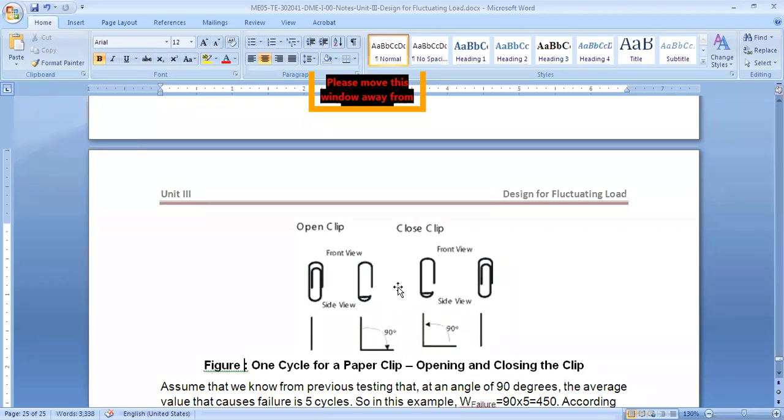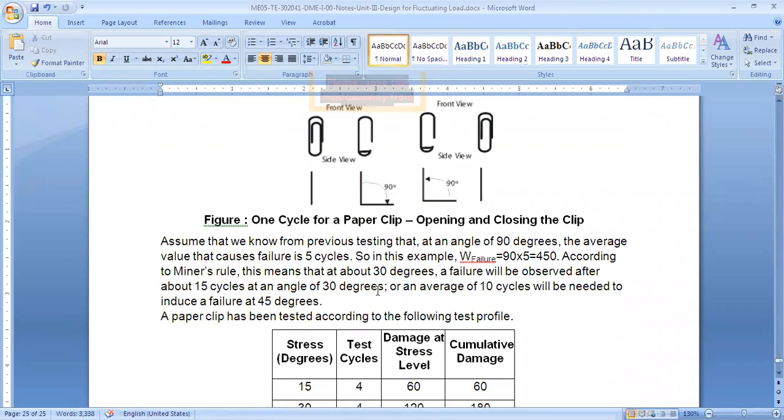Or for 30 degrees, I will need 10 into 3, 30 times. So are you getting my point? Basically, this thing is called, to calculate the damage in number of times, we use the cumulative damage, this Miner's formula.